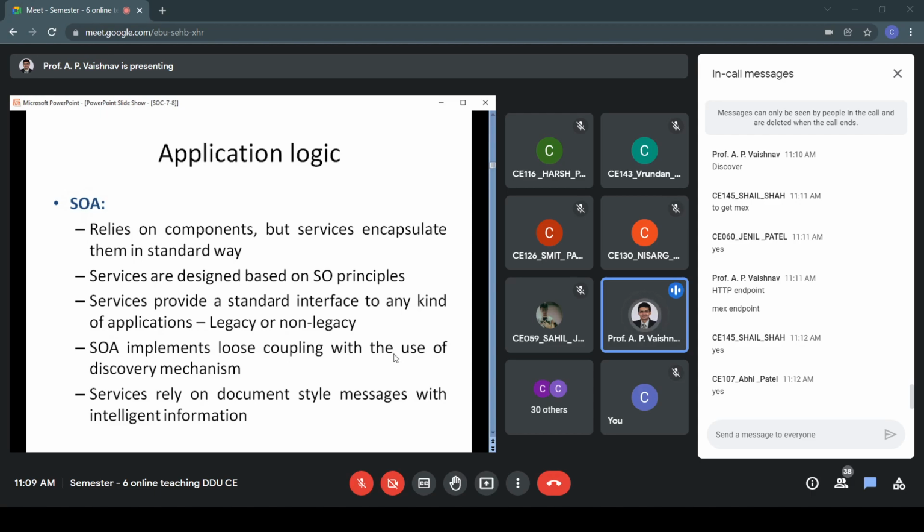Okay. If you have not opened the WSDL file, do it today, right? Whenever you are free, just have a look at that WSDL. Is it structured as per what we have seen? Right? Just go through that once.